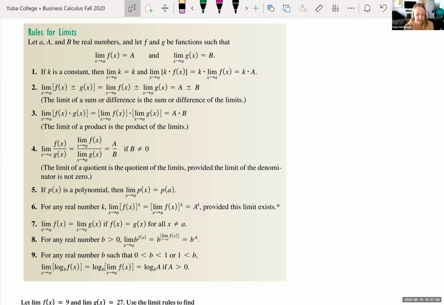The rules for limits say: let little a, capital A, and capital B be real numbers, and let f and g be functions such that the limit as x approaches a of f of x equals capital A, and the limit as x approaches a of g of x is equal to capital B.